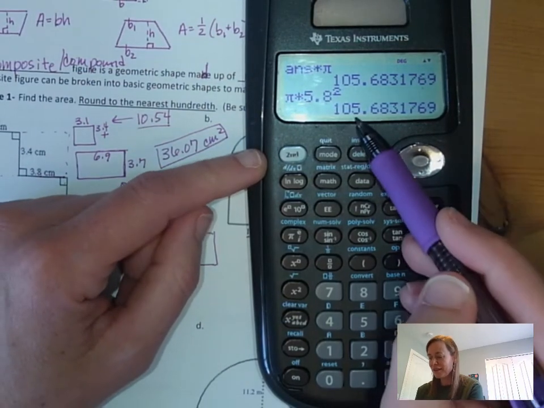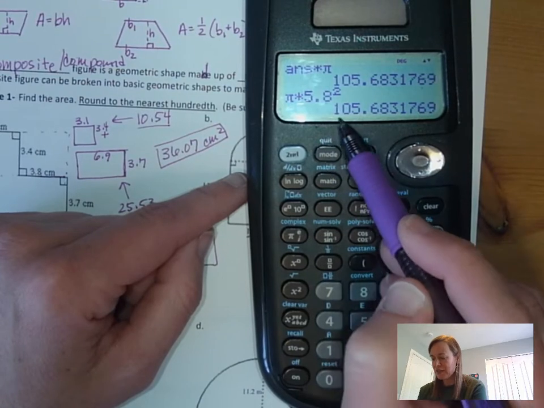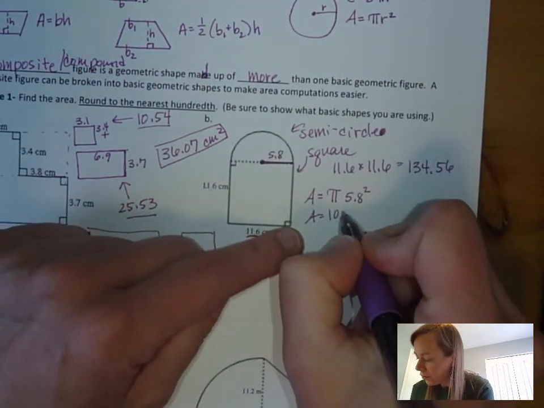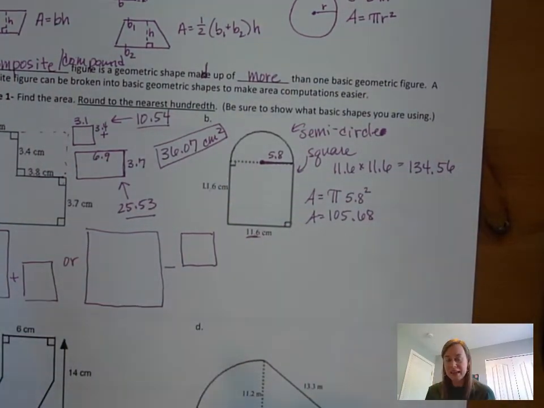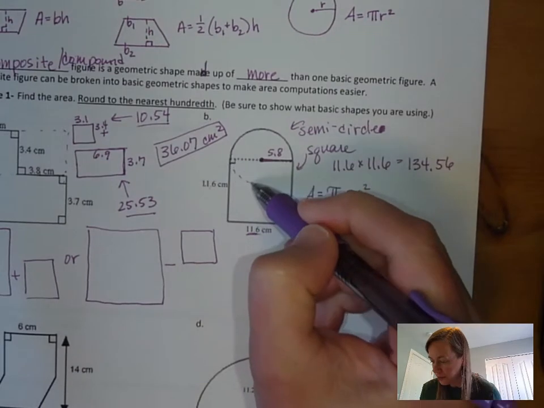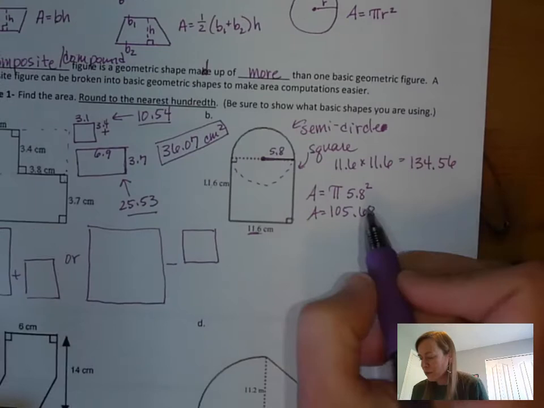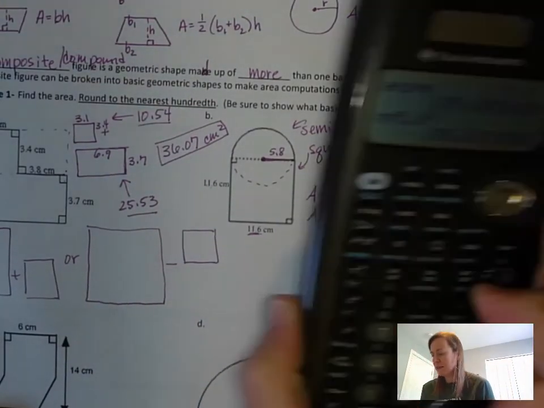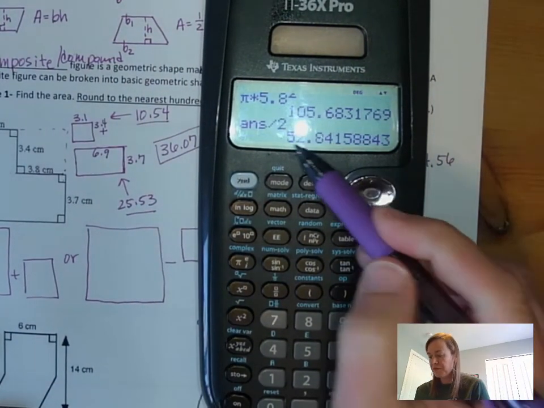So 105.68. It says to round to the nearest hundredth, so we'll just keep the first 6 and the 8 there. Okay, so that's the area of this whole circle if we had the whole circle, but we don't. We only have half of that. So we're going to take this and divide it by 2, and let's see what we get. Answer divided by 2, 52.84.